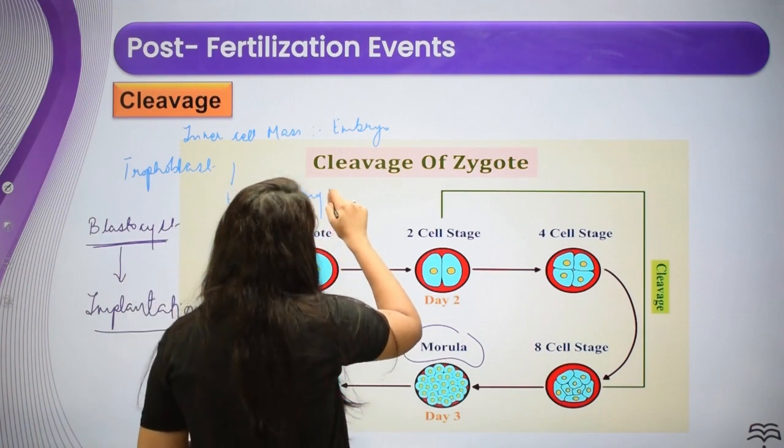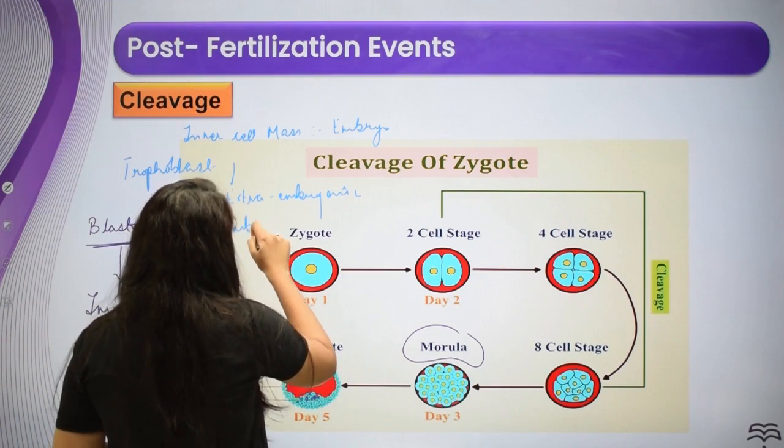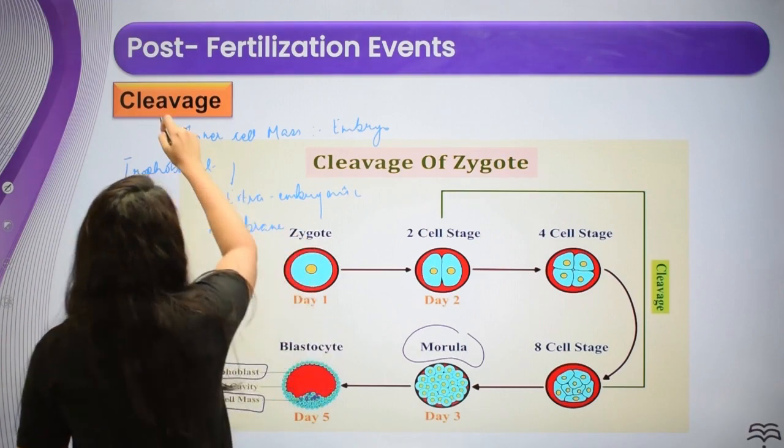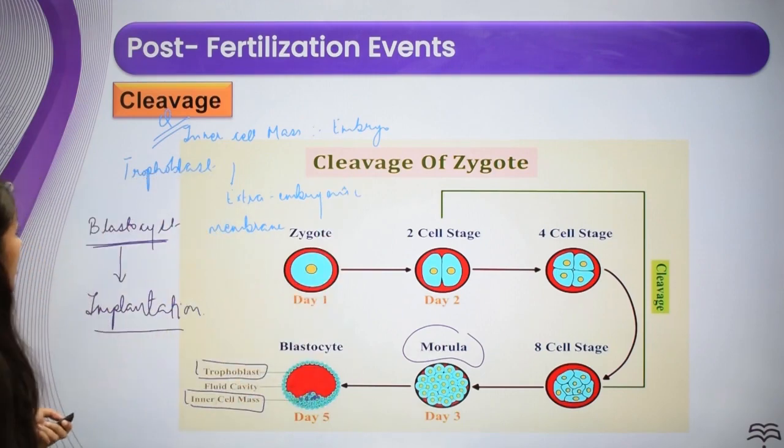ठीक है, क्या बनाएगा? एक्स्ट्रा एम्ब्रियोनिक मेम्ब्रेन्स बनाएगा. इस पे क्वेश्चन आता है. इनर सेल मास पे बहुत बार क्वेश्चन आ चुका है, तो वो क्या बनाएगा? वो एम्ब्रियो बनाएगा. ऑल राइट.